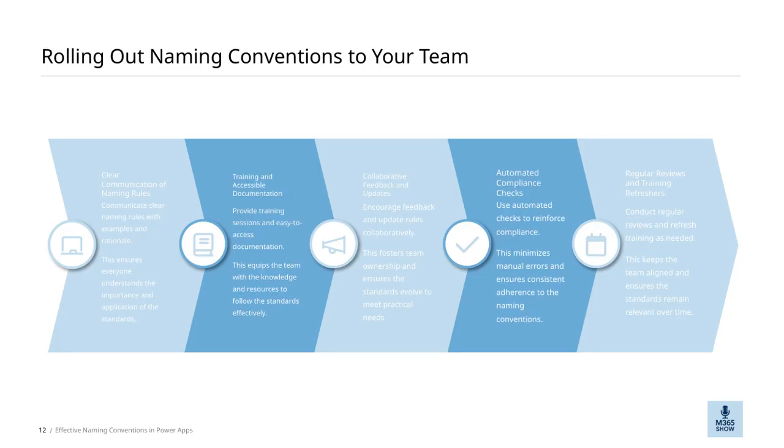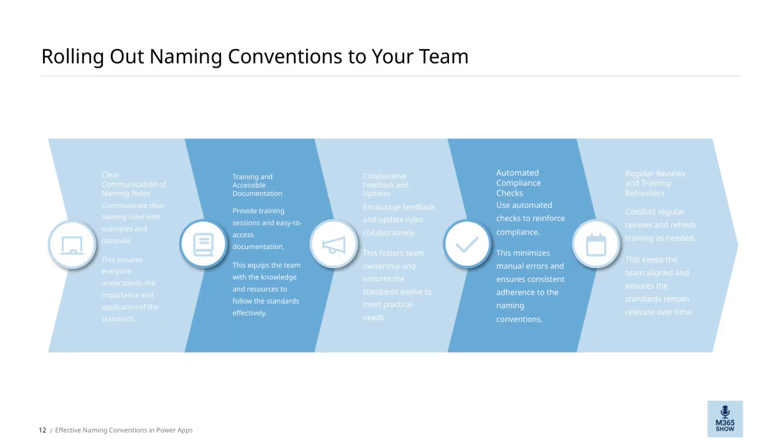Now, to ensure that our naming conventions really stick, it's important to conduct regular reviews and refresh training as needed. This helps keep everyone aligned and make sure our standards stay relevant as our projects evolve. Using automated checks can be a real game changer here. They help reinforce compliance automatically, which minimizes manual errors and ensures that everyone adheres consistently to the naming standards.